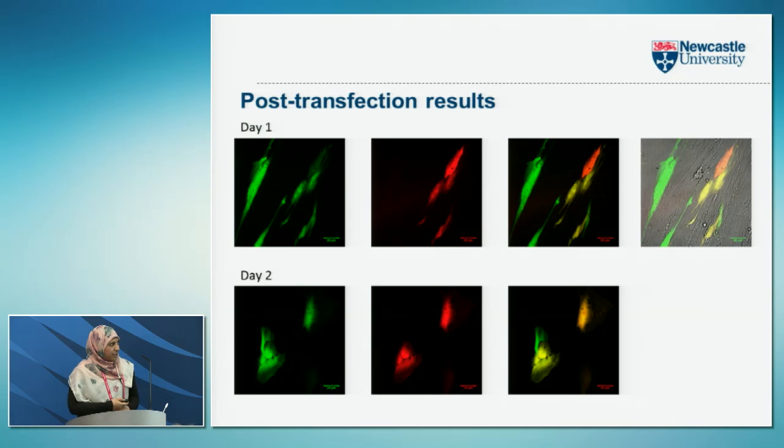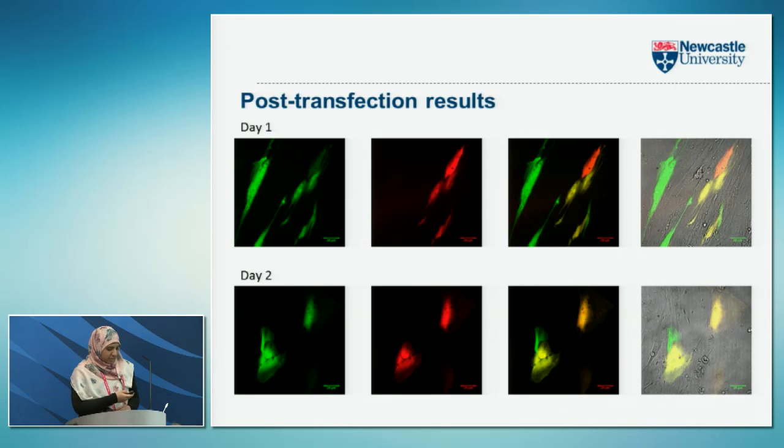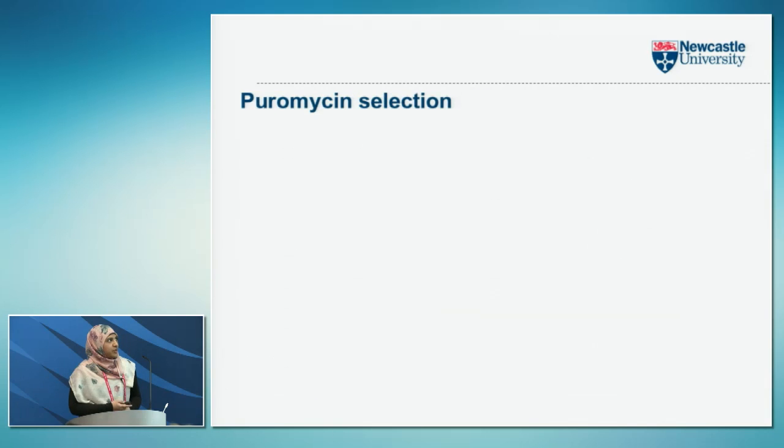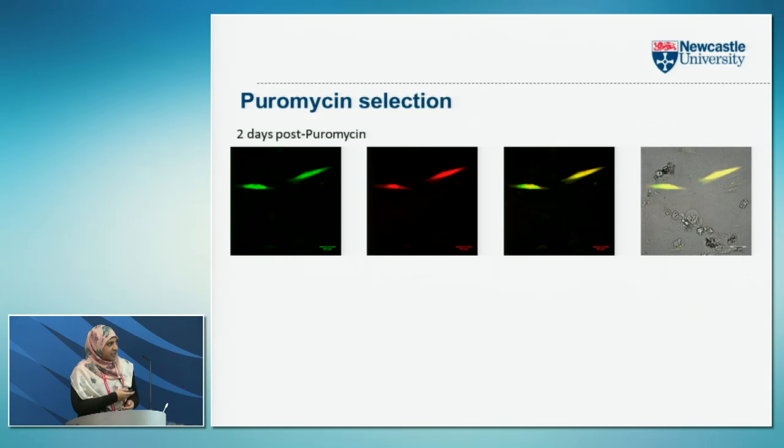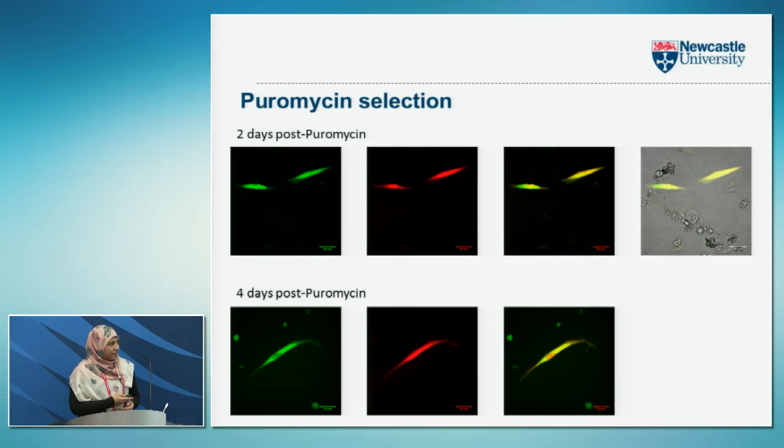After 2 days, there was not really an increase in transfection efficiency, and the morphology of the cells had changed and they were starting to die off. So we moved on to puromycin selection. So the cells that had picked up the CRISPR knockout had HDR, and so they would be GFP positive, RFP positive, and puromycin resistant. And we found that cells were surviving that had all these three qualities, but 4 days after puromycin, we had very few cells remaining.